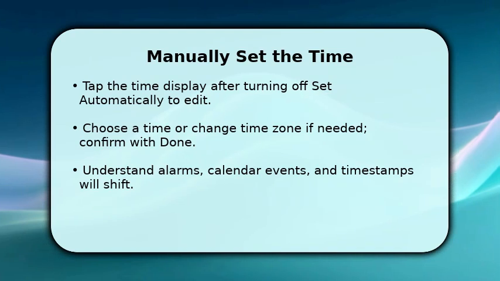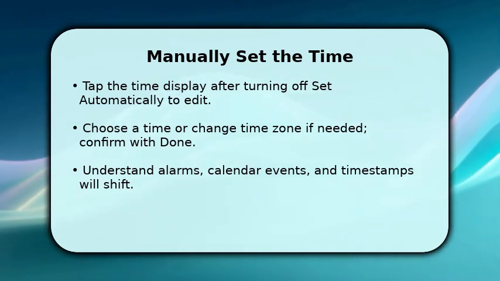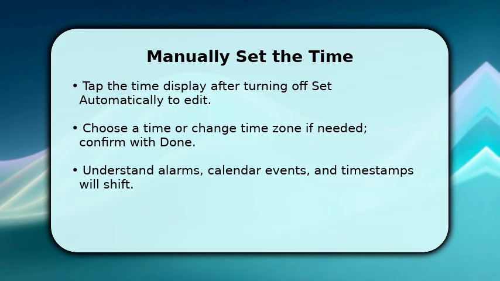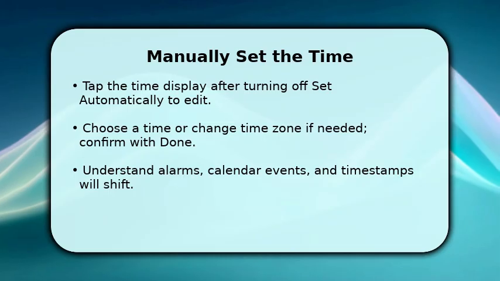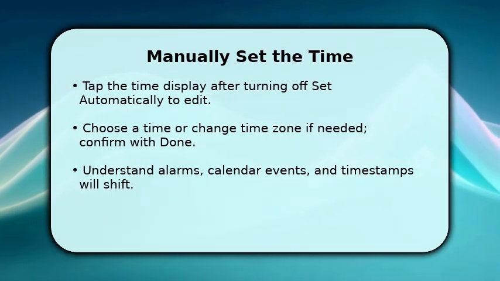Now manually adjust the time. Tap the time entry and spin the hour and minute selectors or type the time if available. Once done, confirm with Done. If you need a different zone, change the time zone entry here. The widget reads that same value.